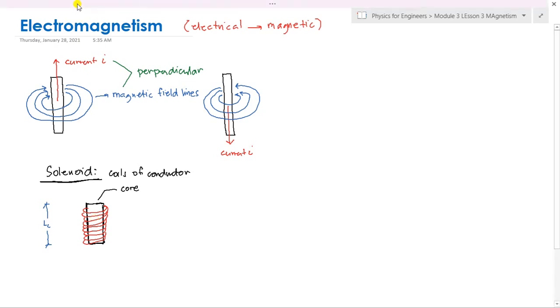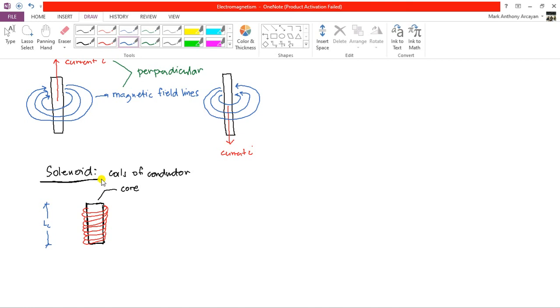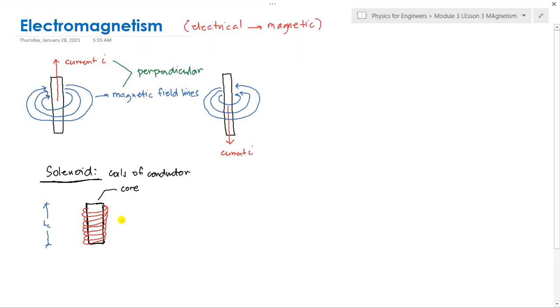So here, class, since our coil is wrapped around this core, now what is the direction of our current? Based on the first representation, the current is along this conductor. How about on the solenoid? It is wrapped around. What is the direction of our current here? Okay, around. Correct. So therefore, our current is circular, class. Circular also. This is our current I.